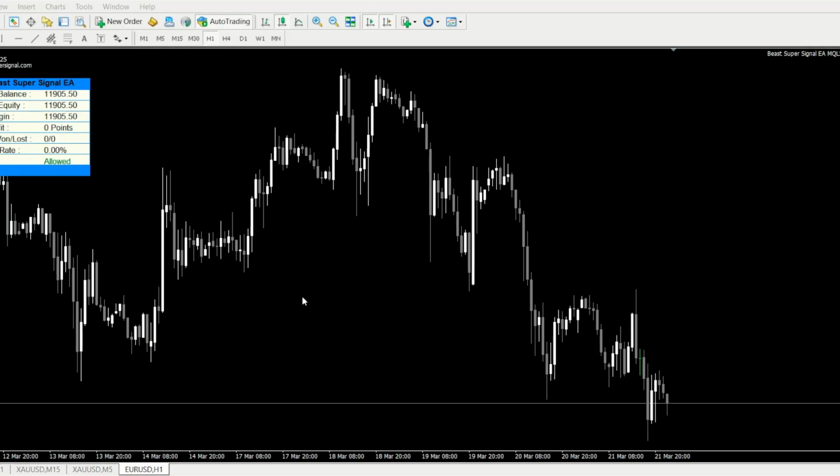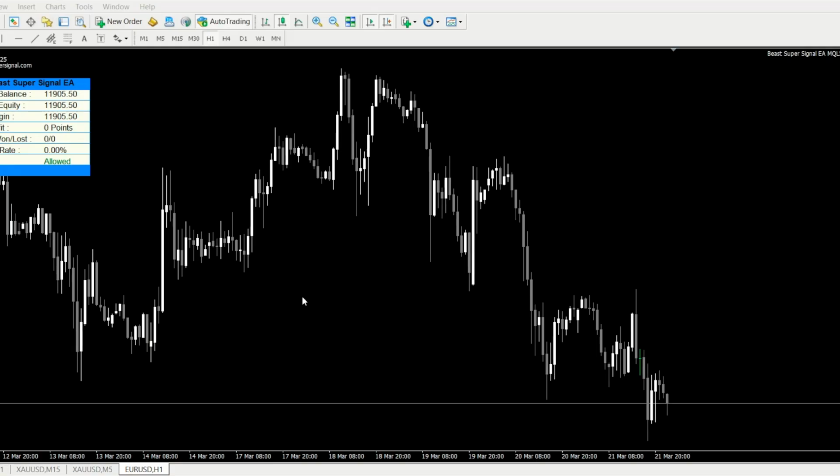Now, first of all, what is the Beast Super Signal EA? Well, first and foremost, it is an expert advisor. It is an automated trading robot or automated forex robot. Basically what it does, it will trade for you. It follows a set of rules that's been programmed, and it will then open orders and manage those orders for you. That's essentially what it does.